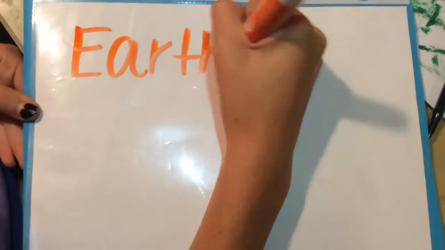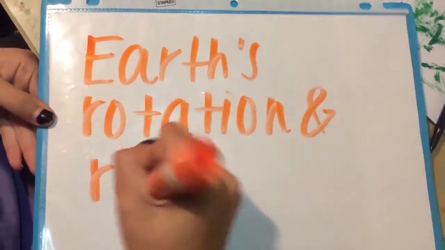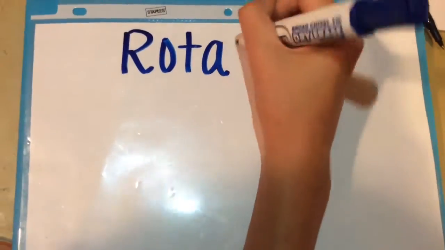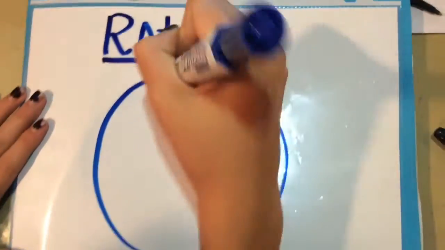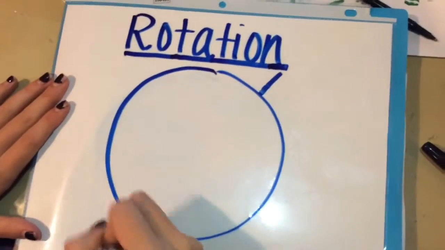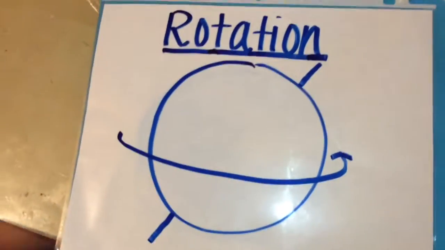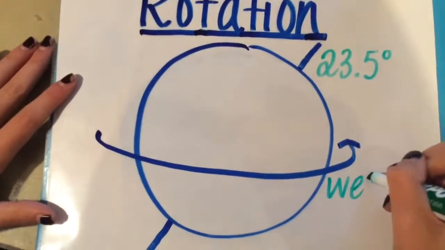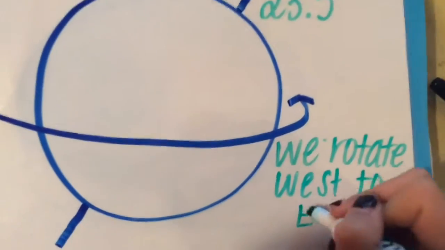Hey guys, so today we're going to be talking about Earth's rotation and revolution. Rotation. Earth is tilted at a 23.5-degree angle and rotates from west to east.